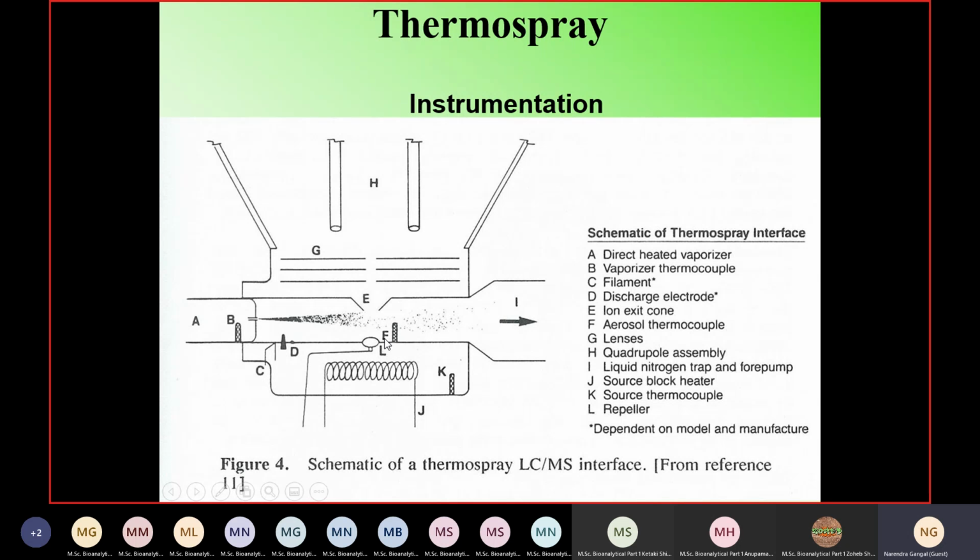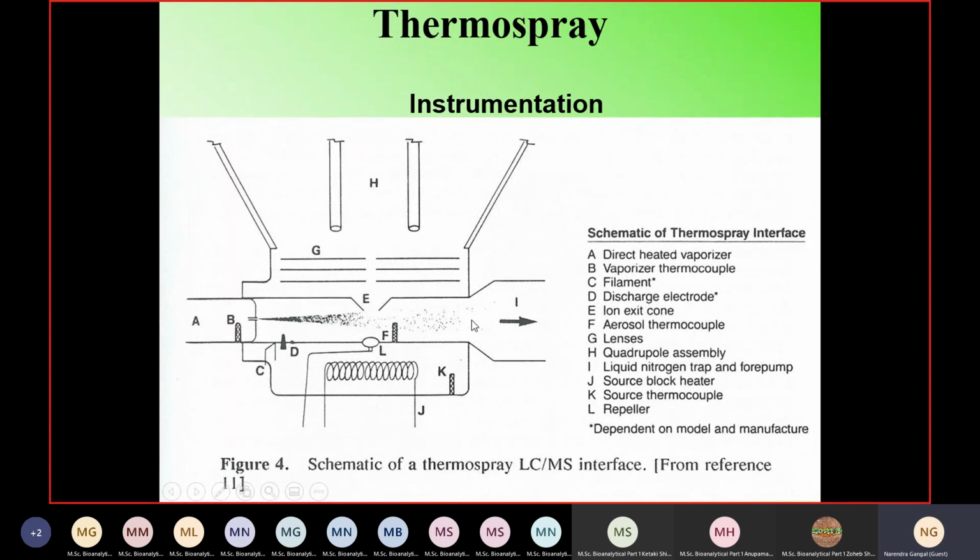There is also a positively charged repeller put here, in order to not allow the ions to wander here and there. Because if the ions come here, they will be lost and my sensitivity reduces. So that is why I am putting a repeller. The repeller pushes my positively charged ions towards the mass analyzer portion, while the neutral solvent all gets pumped out. And while pumping, liquid nitrogen traps are put in so as to condense some of the solvent molecules, to make pumping efficient and to maintain a high vacuum.